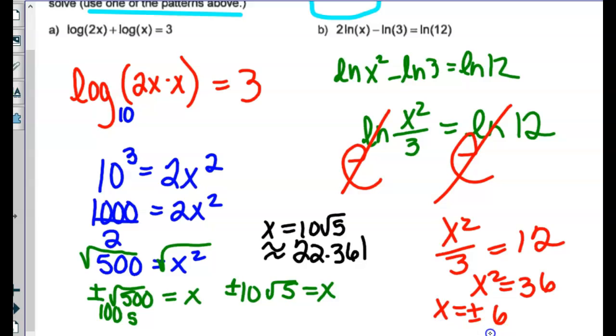Can we keep both of them? No, because this one right here just said ln of x when we started, and we can't take the log of a negative. So it's just going to be 6.